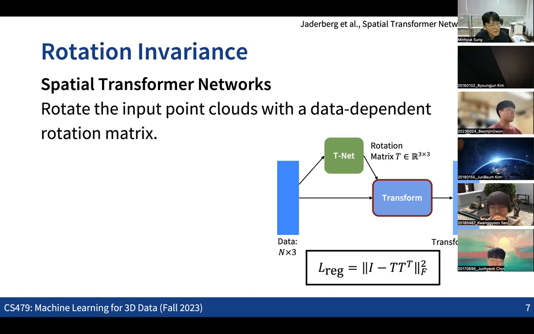But obviously there are some downsides of this small component. What are the downsides of this component in terms of achieving rotation invariance? Do you remember some limitations of this architecture? Question one.